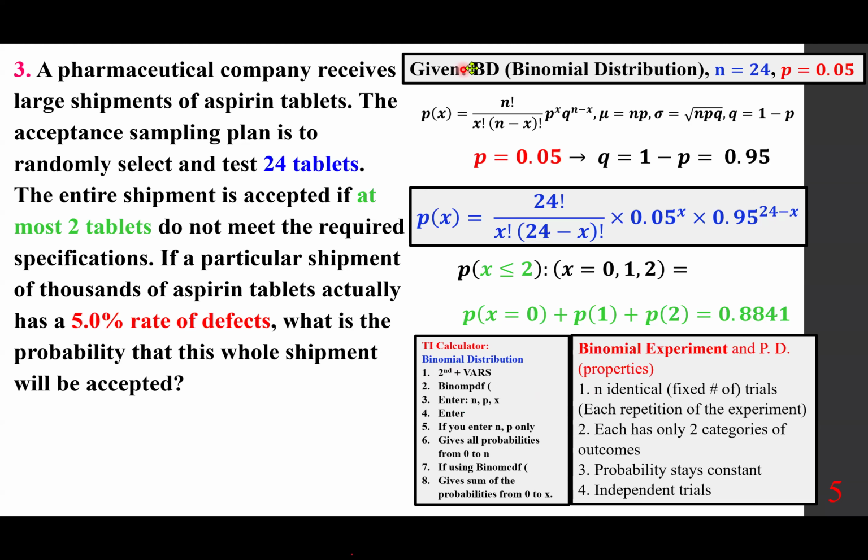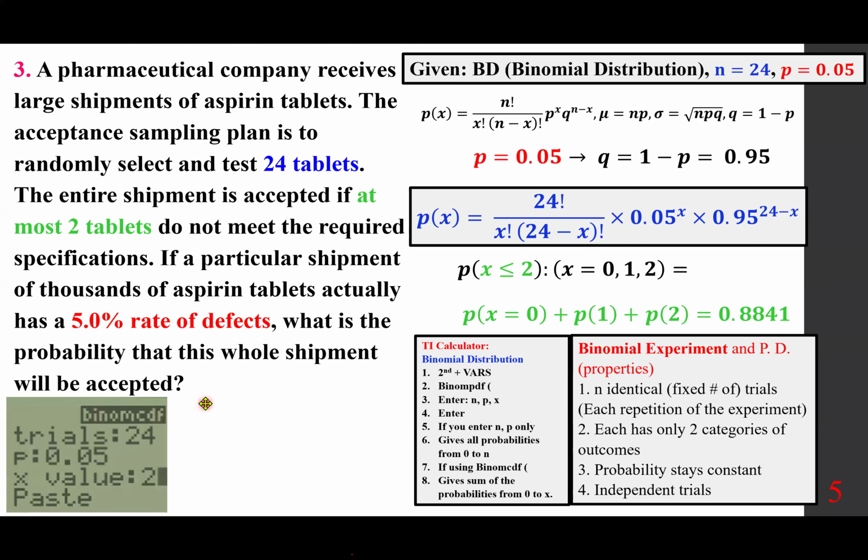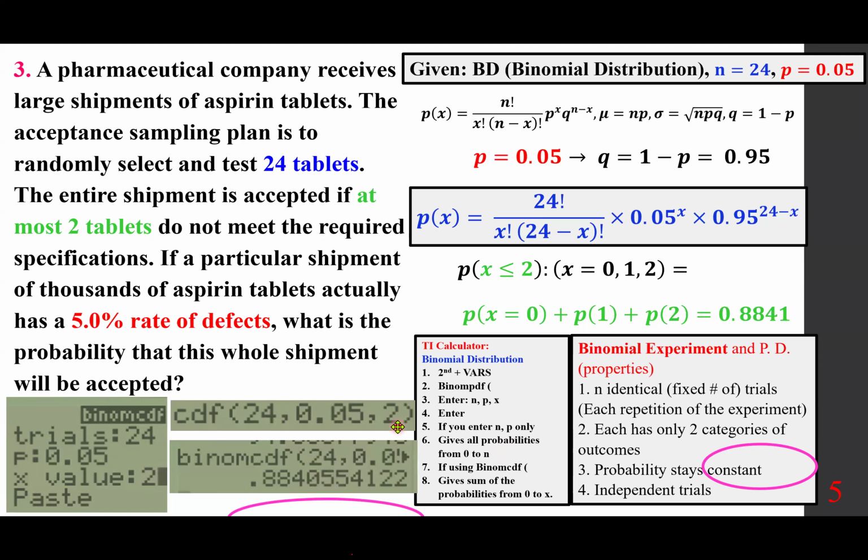Therefore, we are going to do the following. Binomial CDF. Number of trials, N is 24, P is 0.05, and X is 2. It goes all the way to 2, from 0 to 2, when you put that. That's how it calculates. So it gives all probabilities from 0 to N when you go that route. And so CDF calculation results in this number, which is obviously same as this one. If you stop at 0, you change it to 1. Pretty straightforward.